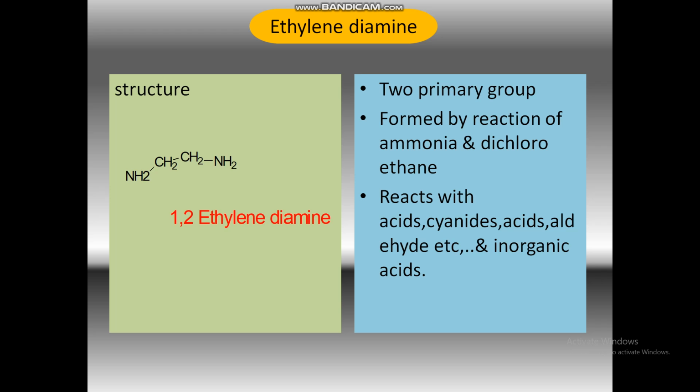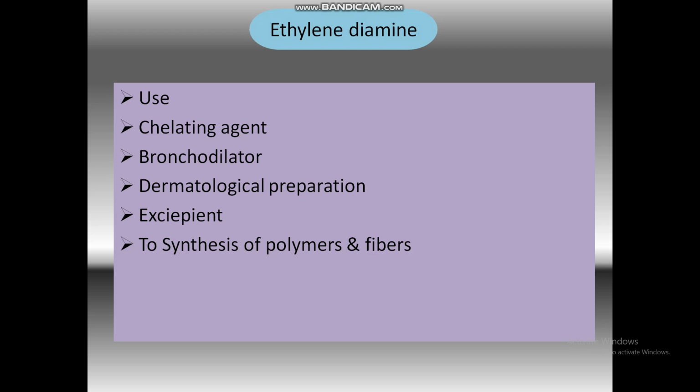Okay. So next, uses of ethylene diamine. It is used as a chelating agent, for example EDTA, ethylene diamine tetraacetate. So ethylene diamine is used to synthesize chelating agents.